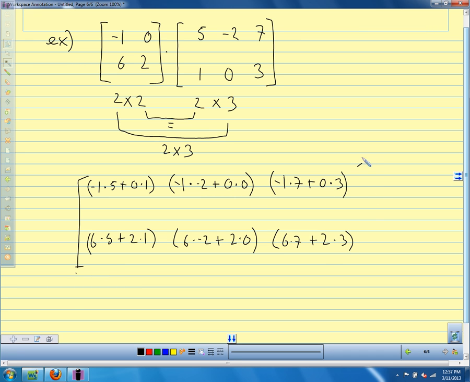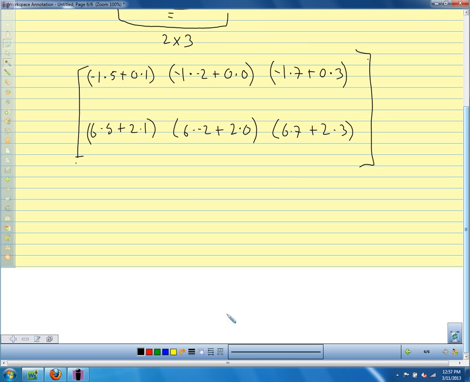And then I add these up to get my result. And this comes out to be negative 5, negative 7. This is 32. 6 times 5 is 30 plus 2 is 32. This one comes out to be negative 12. And this one comes out to be 48.